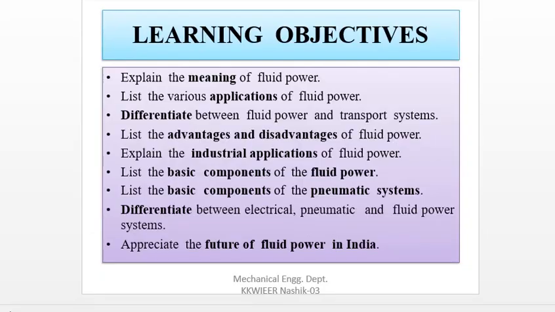Let us see first today's learning objectives. First learning objective is to explain the meaning of fluid power, then list various applications of fluid power, then differentiate between fluid power and transport system, then list the advantages and disadvantages of fluid power system, explain the industrial application of fluid power system, then list the basic components of fluid power, list the basic components of pneumatic system, and differentiate between electrical, pneumatic and fluid power system, and appreciate the future of fluid power in India. These are the learning objectives for today's lecture.